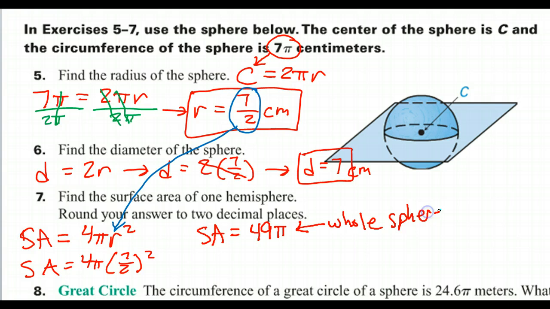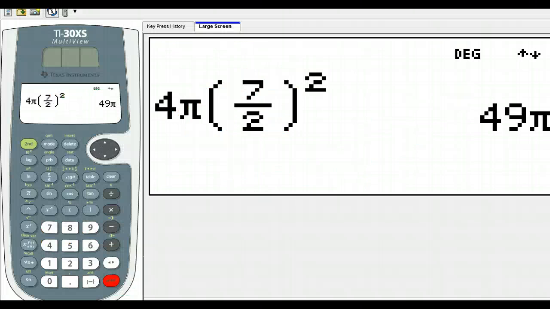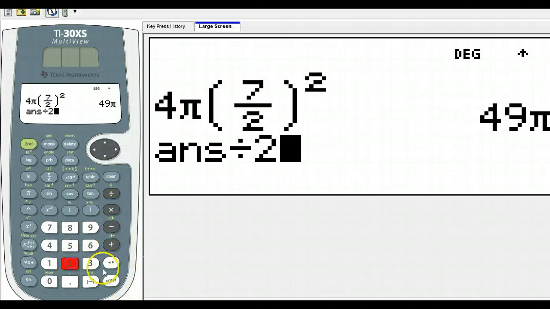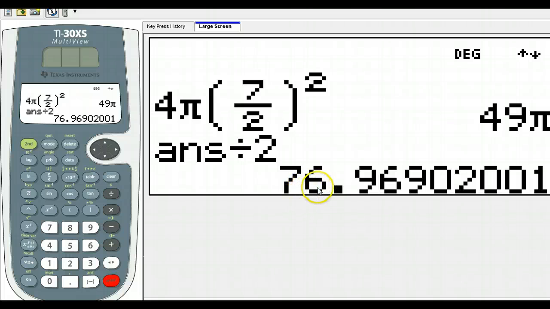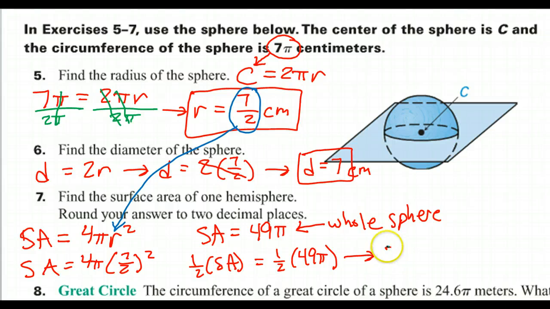Whole sphere. Okay, so 1/2 the surface area is going to equal 1/2 of 49 pi. So we'll just take 49 pi divided by 2. And that's going to give us 76.96. Whoa, rounding up. So 76.97. All right, so 76.97 is the hemisphere.